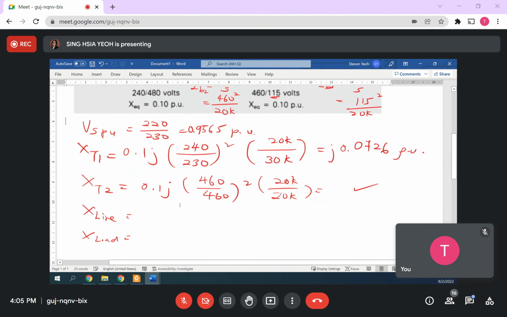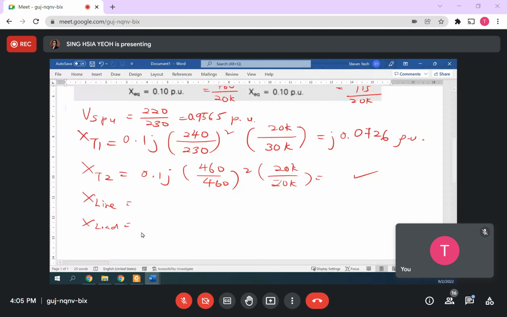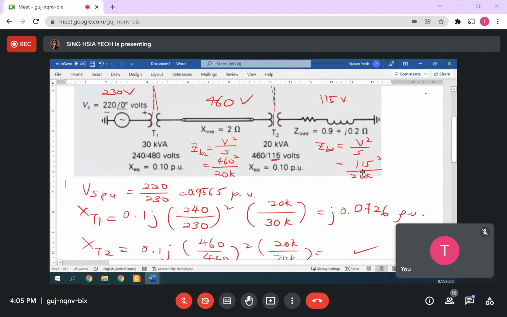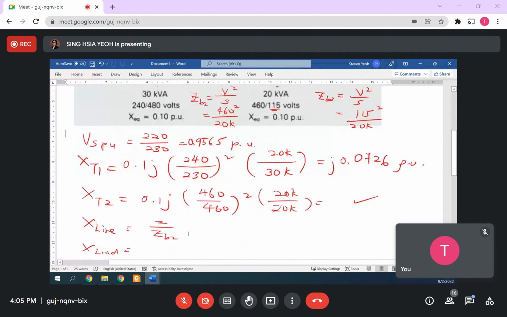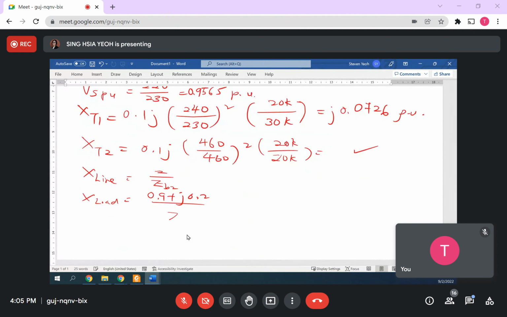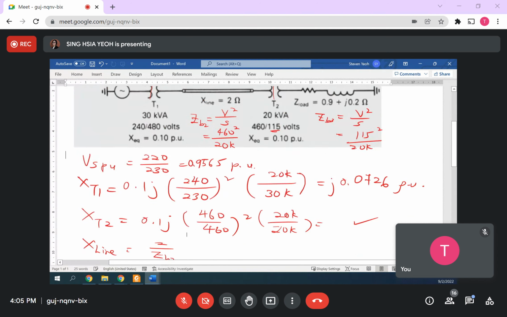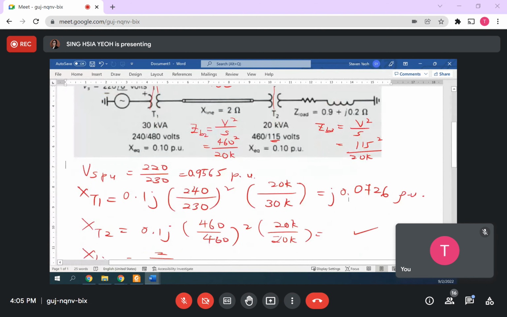X line is what? 2 ohm. Then 2 divided by the Z base 2. And this one will be 0.9 plus j0.2. Then you divide by Z base 3. Okay? Z base 2 here, Z base 3 here.